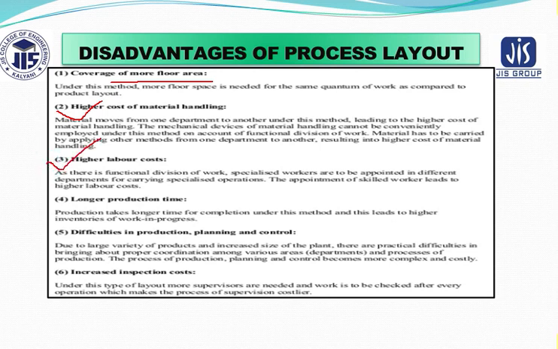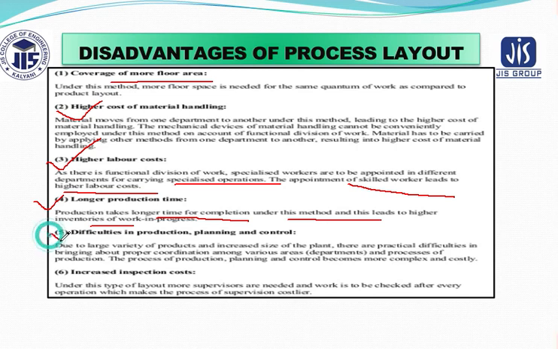Next we are talking about higher labor cost. As I have already mentioned, functional division, specialized workers are to be appointed in different departments for carrying out the specialized operation. So the appointment of skilled workers leads to higher labor cost. Number 4, longer production time. The production takes longer time for completion under this method, and this leads to the higher inventory of work in progress.